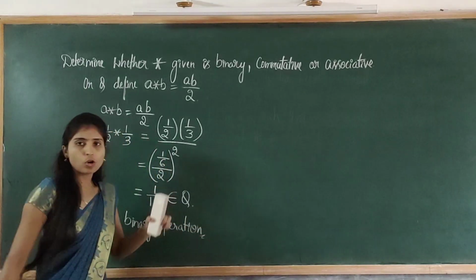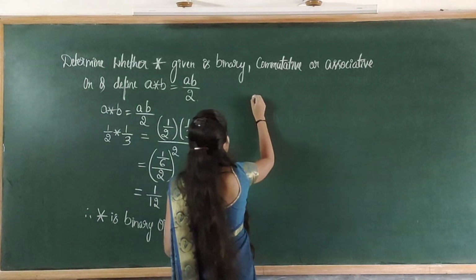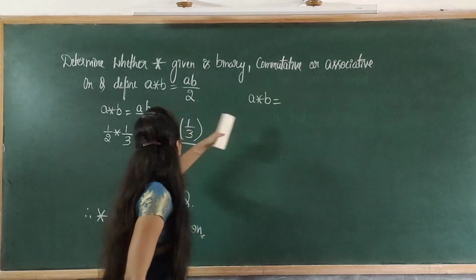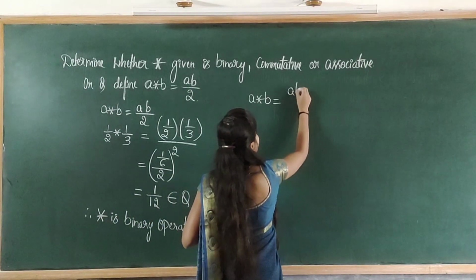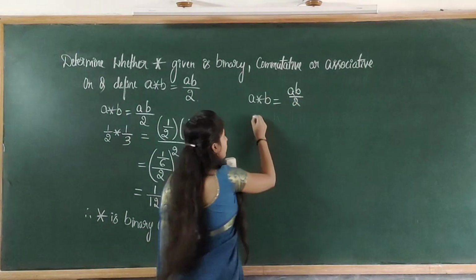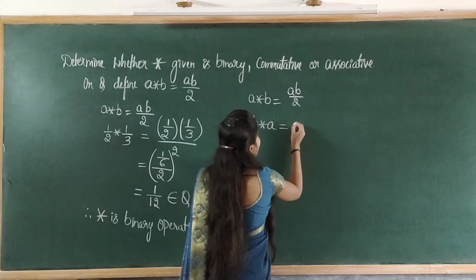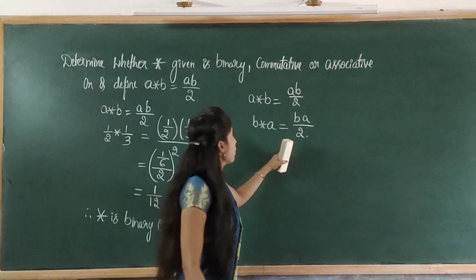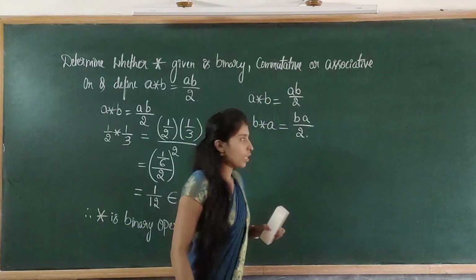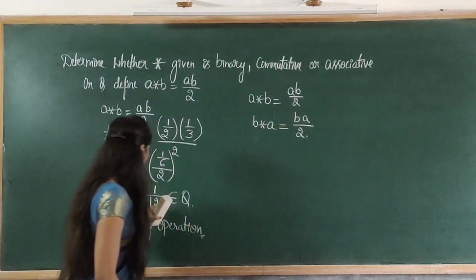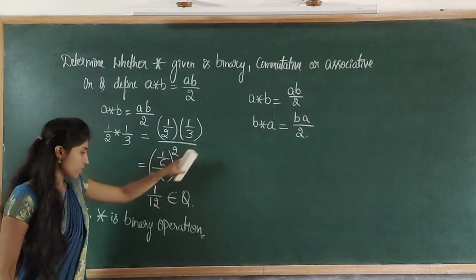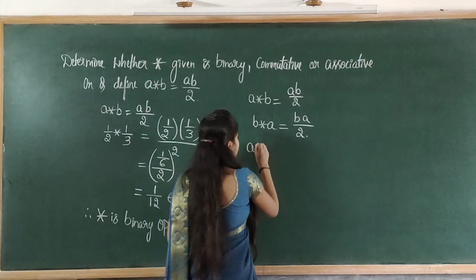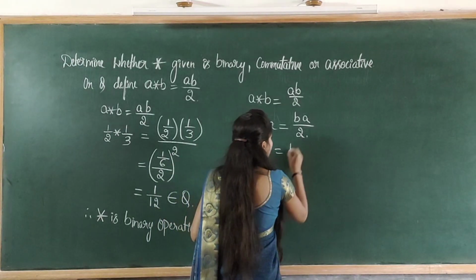Next we check it for commutative. Okay, for commutative, A star B is equal to what? B star A, right? For A star B, what is given? AB by 2 is given. For B star A, BA by 2. Of course, multiplication satisfies the commutative law, right? So AB by 2 means what? 1 by 12. Here only I have got this answer. Here also the same, you will get 1 by 12 only, right? So A star B is equal to B star A.